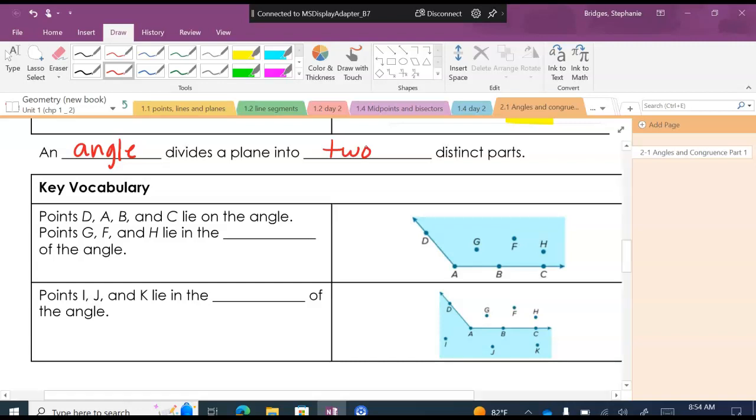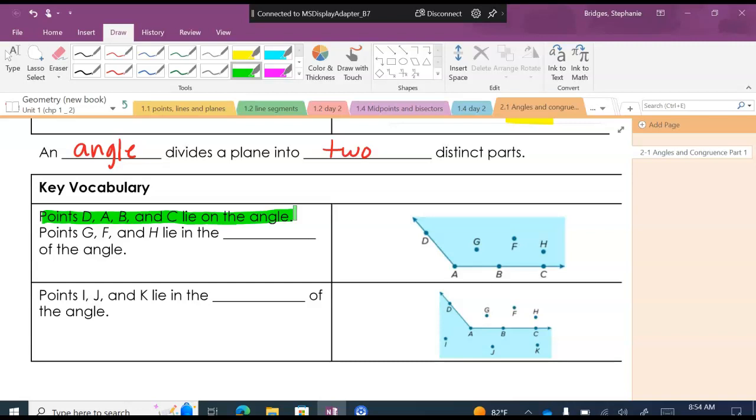Points D, A, B, and C lie on the angle. Okay, I'm looking at this part right here. Points A, B, C, and D lie on the angle. That means they are actually on the rays that make up that angle. Does that make sense? Okay.